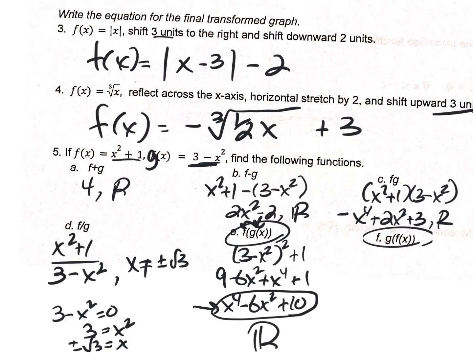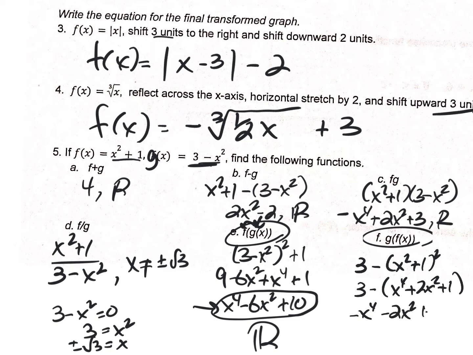I'm plugging f into g this time, so I'm going to go 3 minus x squared, plus 1, squared. Square, multiply together, double, square. And then just do your subtraction. I get negative x to the 4th minus 2x squared plus 2. That's your answer. Now, the domain of f, which is the second one, and the domain of my final answer combined, again, that's all reals.